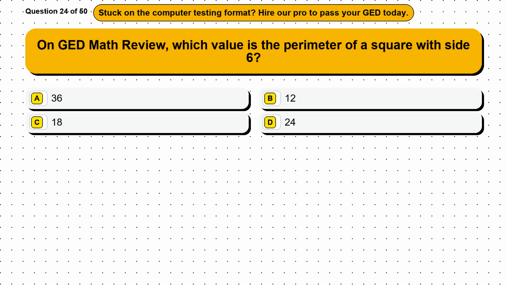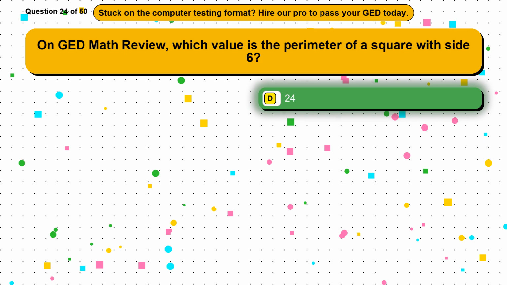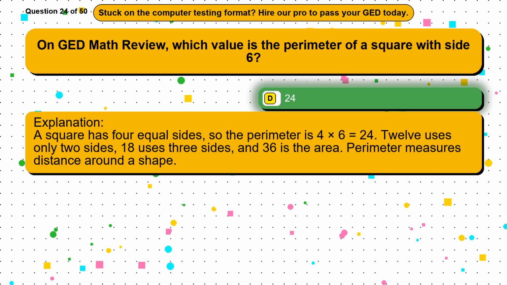Question 24. On GED Math review, which value is the perimeter of a square with side 6? Option A, 36. Option B, 12. Option C, 18. Option D, 24. The correct answer is option D, 24. A square has 4 equal sides, so the perimeter is 4 times 6 equals 24.